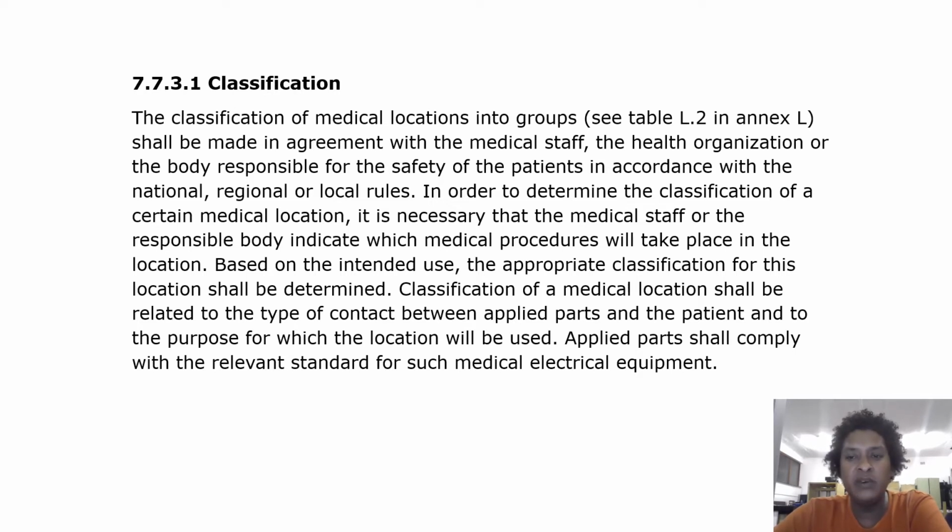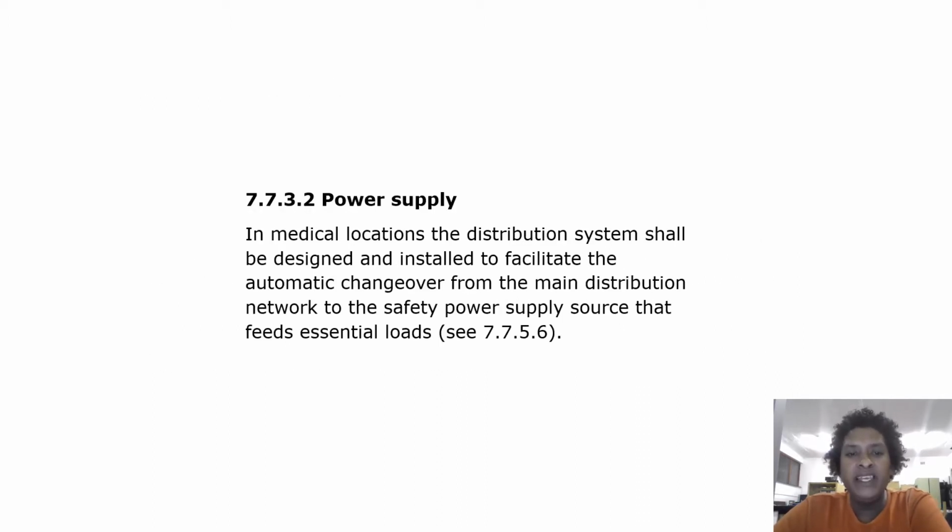Classification of medical location shall be related to the type of contact between applied parts and the patient and to the purpose for which the location will be used. Applied parts shall comply with the relevant standard for such medical electrical equipment. Power supply. In medical locations, the distribution system shall be designed and installed to facilitate the automatic changeover from the main distribution network to the safety power supply source that feeds essential loads.